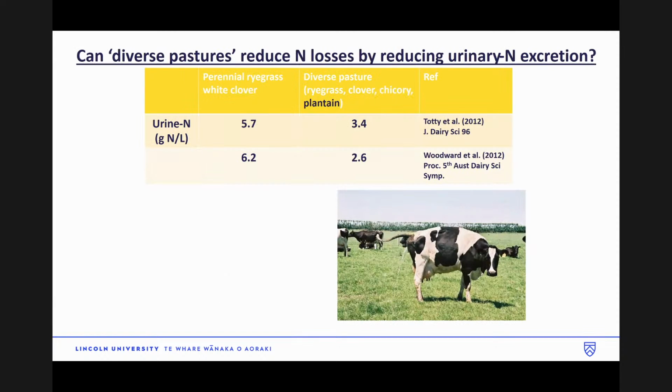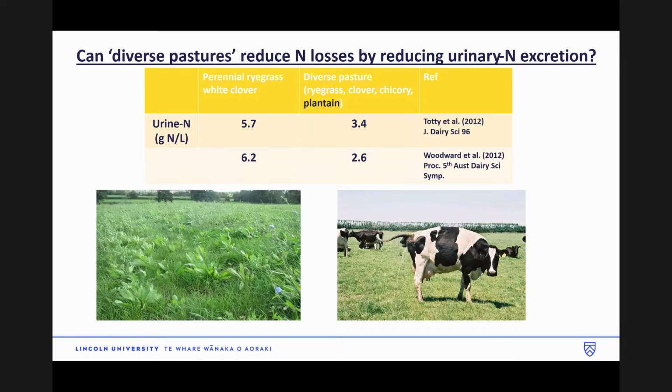There are a few problems though in terms of our plantain. One is that it seems to only last in our paddocks for about 2 years. And the key thing is that we need to have plantain at least 30% within your pasture species. So if it's not within 30%, then you're not going to get those reductions. And because it's being outcompeted, it's not persisting.